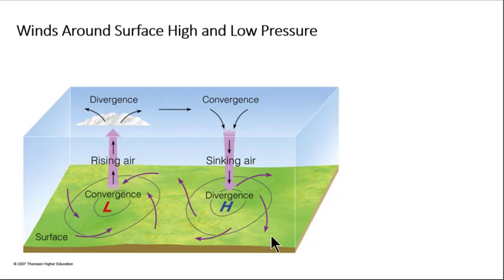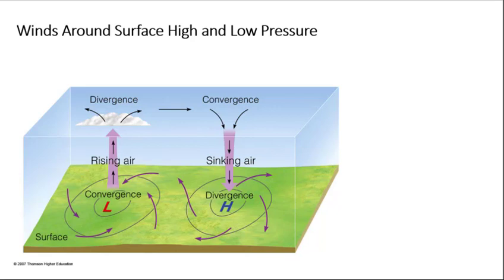For high pressure, air motion typically slowly sinks downwards. This slow sinking motion associated with high pressure systems is called subsidence. In a sense, the outward air motion away from the high pressure is replaced with air brought downwards.